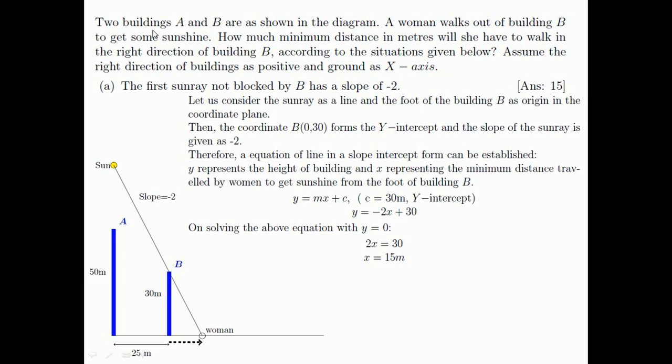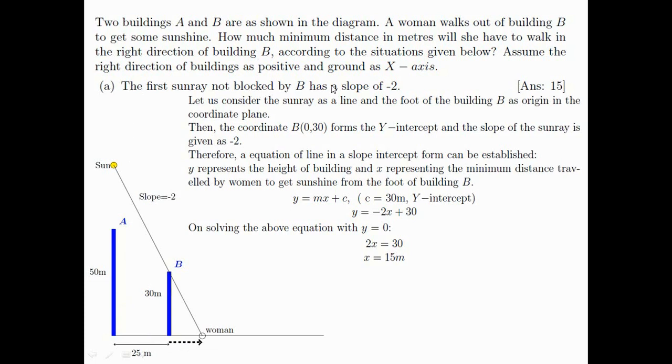Hello. The question is, two buildings A and B are as shown in the diagram. A woman walks out of building B to get some sunshine. How much minimum distance in meters will she have to walk in the right direction of building B according to the given situations? We assume that the right direction of building is positive and ground is x-axis.